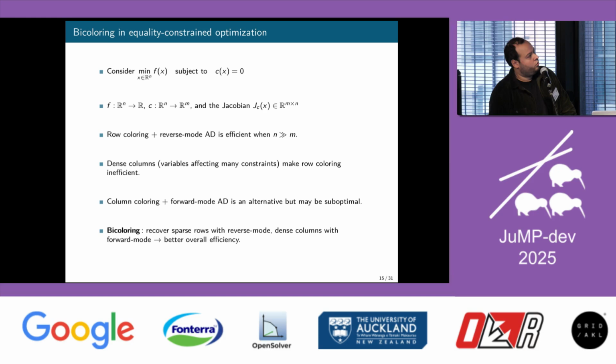The other one is the quite common equality constrained optimization. In this case, we expect in practice that we have a few constraints, where we have way more inputs than outputs. And when we have that in practice, we want to use reverse differentiation. But if you have a dense column in the middle, it will kill all the advantages of row coloring. And in that case, we would like to isolate this dense column, compute it in a standalone way, and then do all the other computation with reverse differentiation. So this is another example where it makes sense to use bicoloring.